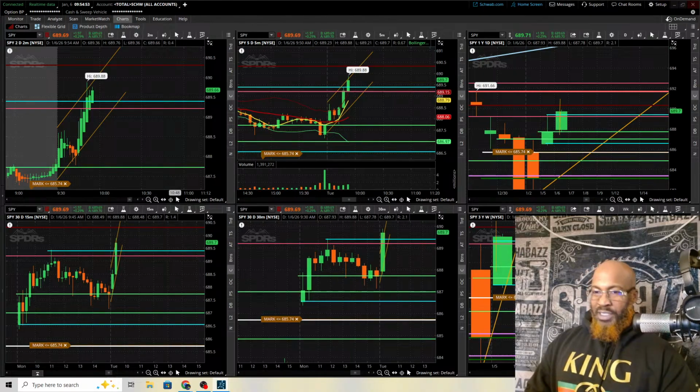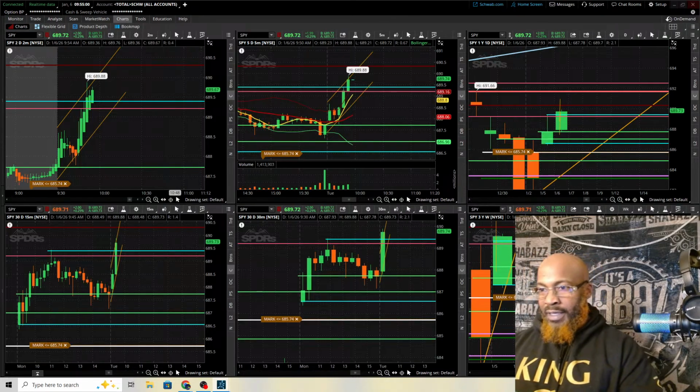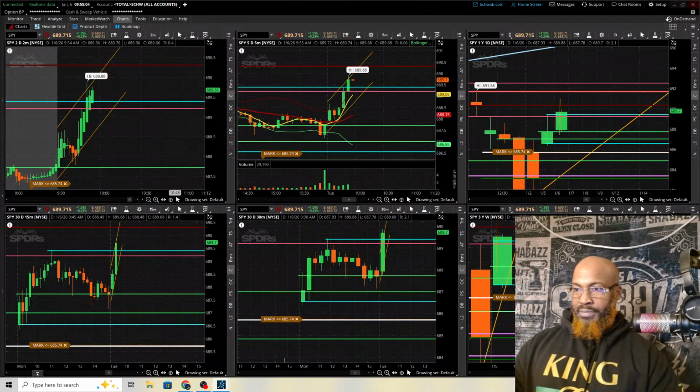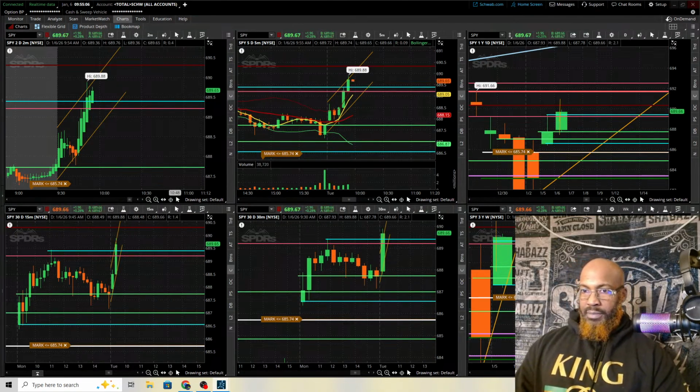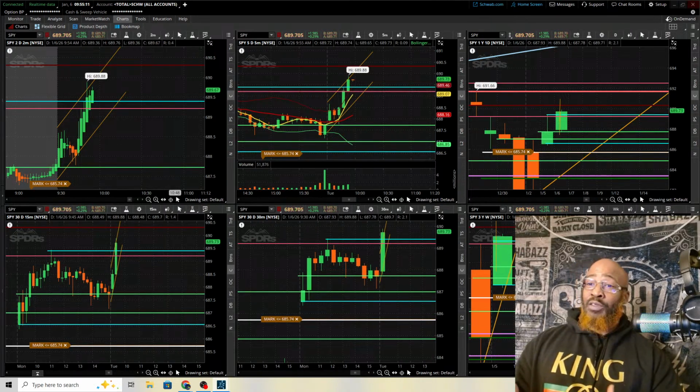Still remaining patient with this move. There is a lot of liquidity in this move potentially. Yes, it is, in either direction.